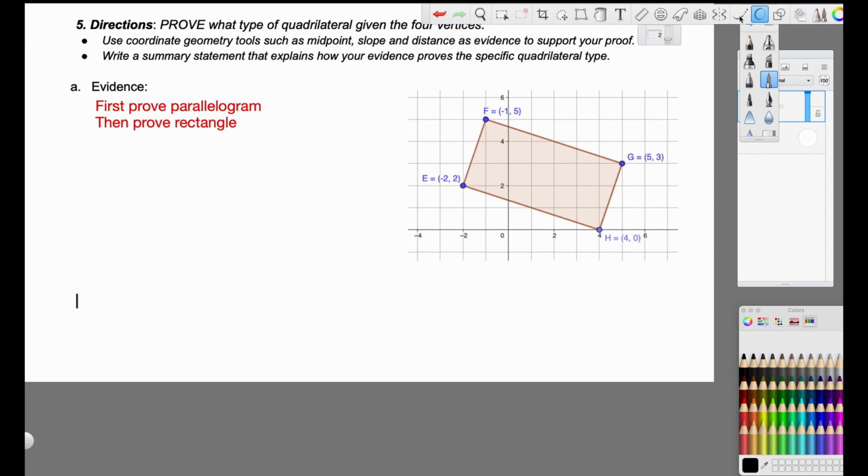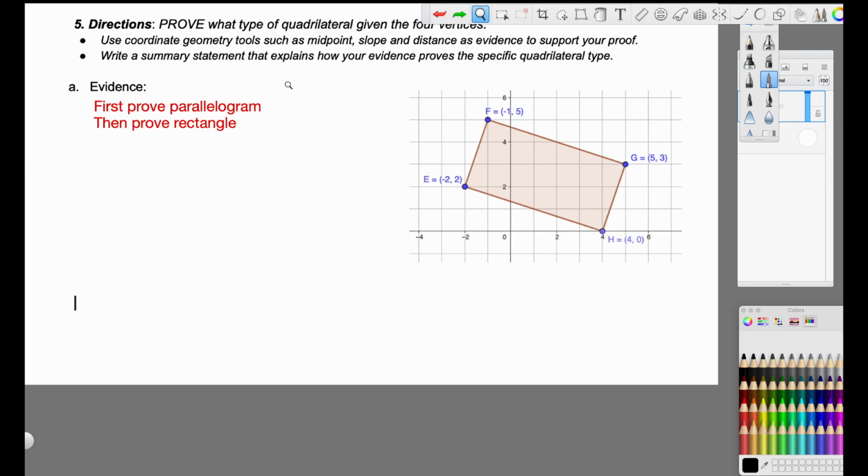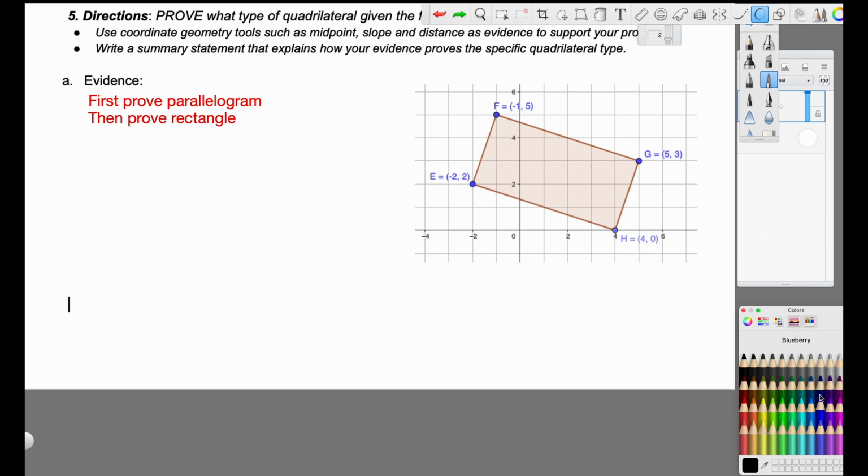We could see if the midpoint of the diagonals are both the same, right? If they had the same exact midpoint, that would be a proof. We could check the slopes of the opposite sides and see if they're the same, and that would be another way to prove parallelogram. I think that's what I'm going to do for this one. So let's show that the opposite sides have the same slope. So that's what I'm going to go with.